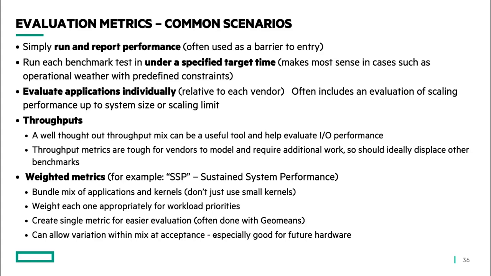Weighted metrics have become very popular and useful. An example of this is the Sustained System Performance, or SSP, measure. This is where you bundle a mix of applications and kernels, and you weight each one appropriately for your different workload priorities, and then you create a single metric from that mix, often some type of a geomean. This is good because it can allow some variation within a mix at acceptance while still accomplishing the overall performance, and that's especially useful when you're looking at future hardware.